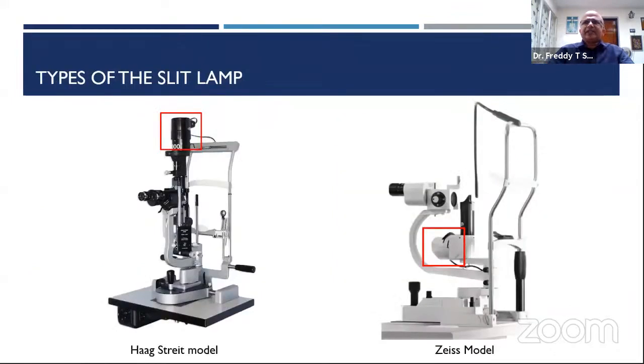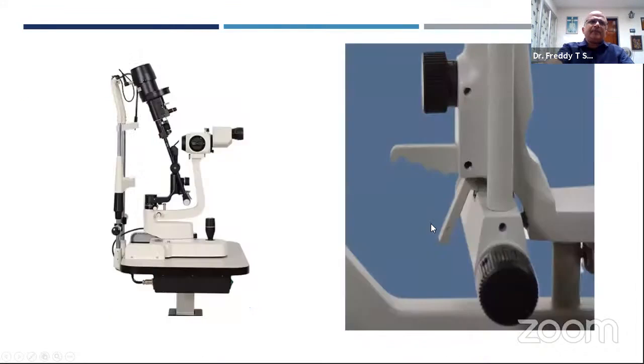What are the types of slit lamp? There are basically two types, depending on where the illumination comes from. One is the Haag-Streit model, where the illumination comes from the top. The second is the Zeiss model, where the illumination comes from the side. The Zeiss model is a more compact type of slit lamp, but the Haag-Streit model has the advantage that the illumination arm can be tilted.